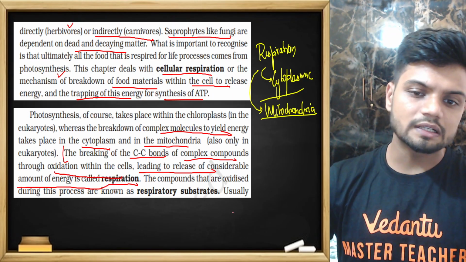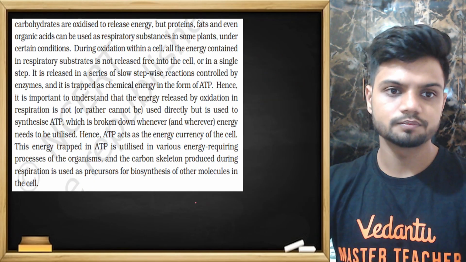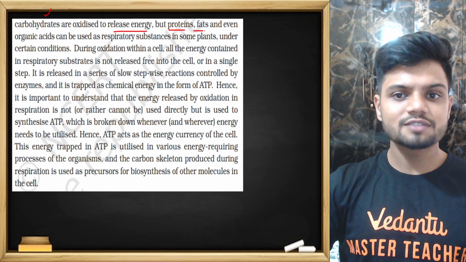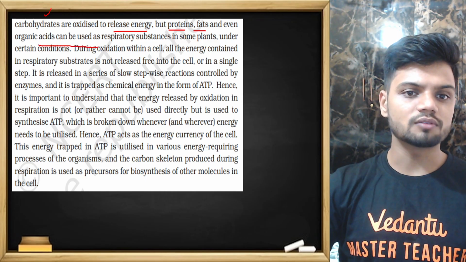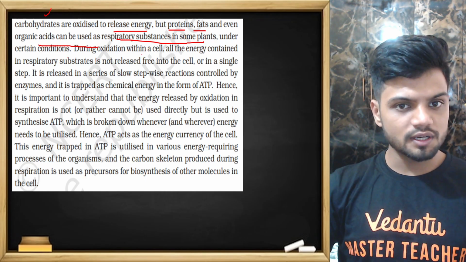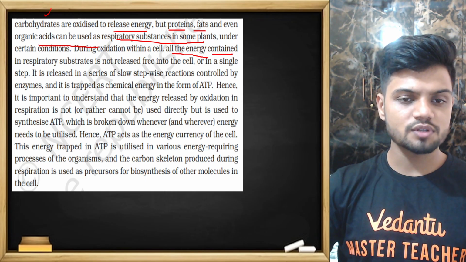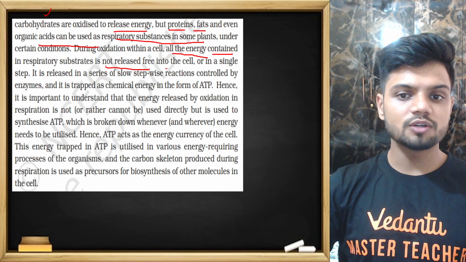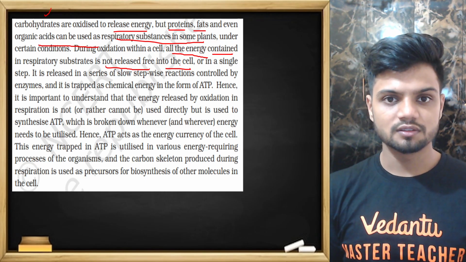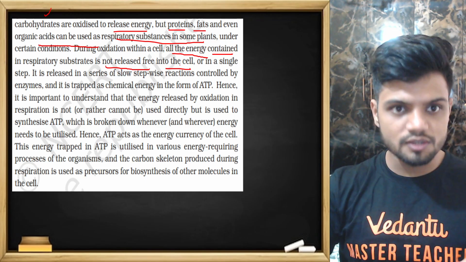Now, the compounds that are oxidized during the process are called respiratory substrates. The food. Carbohydrates are oxidized to release energy, but the proteins, fats, and even organic acids are used as respiratory substrates in some plants under certain conditions. During oxidation within the cell, all the energy contained in the respiratory substrate is not released free into the cell. The cell cannot take it. All the energy is not released in a single step.